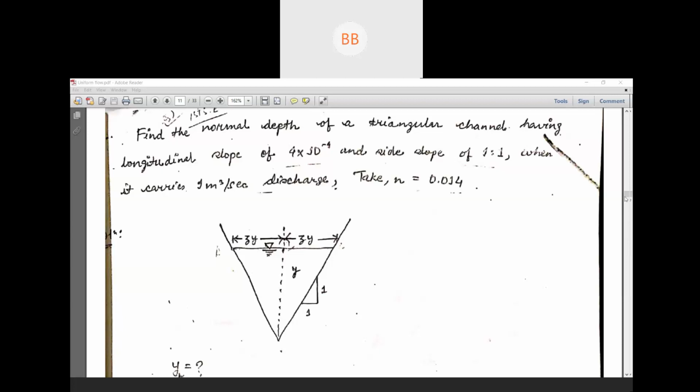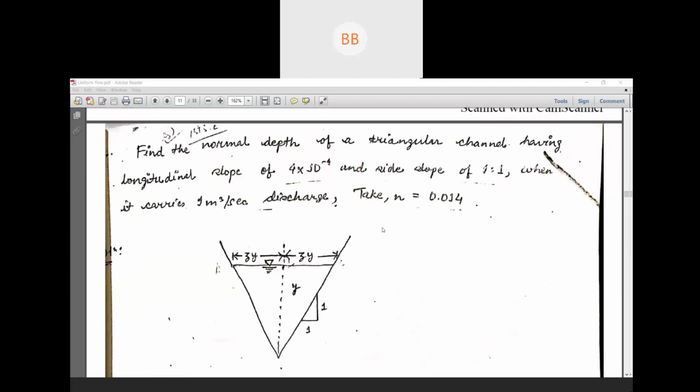Okay. So today we are going to solve a few more numericals related to our uniform flow. Our next numerical is for a triangular channel. So this is our next numerical. You can write down the question.